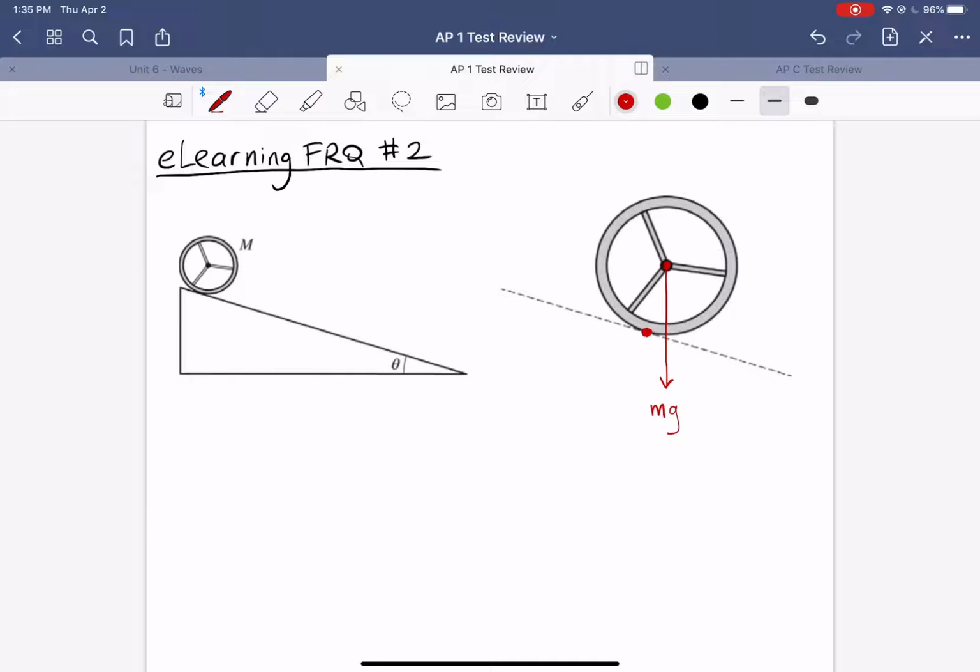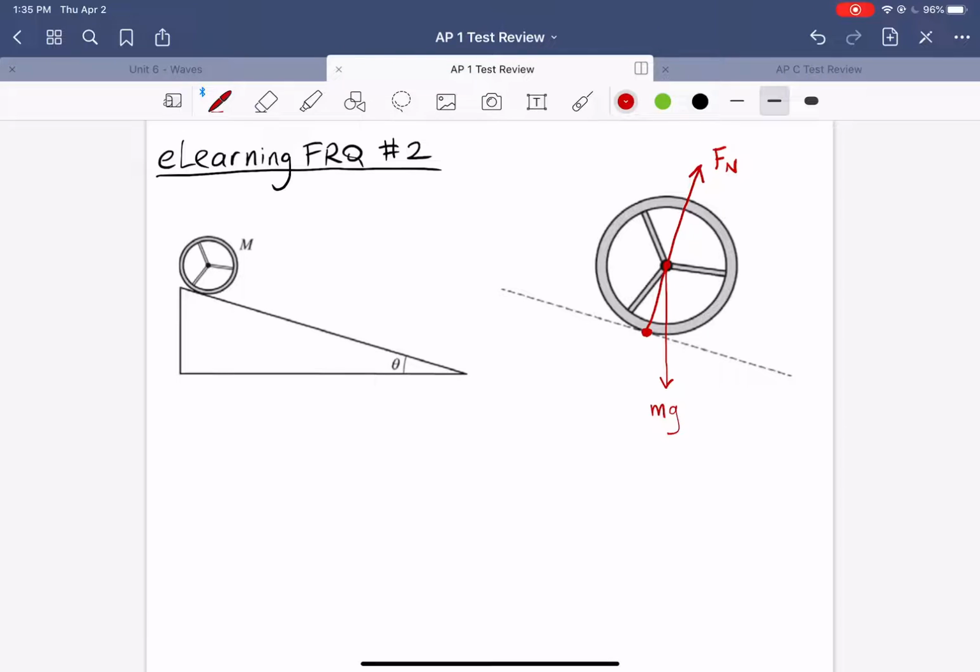One is the normal force, which is going to be perpendicular to the surface. So the incline is going to push against the wheel in this direction. This line should go right through the center. I'll call that F sub n. And then there's going to be friction.